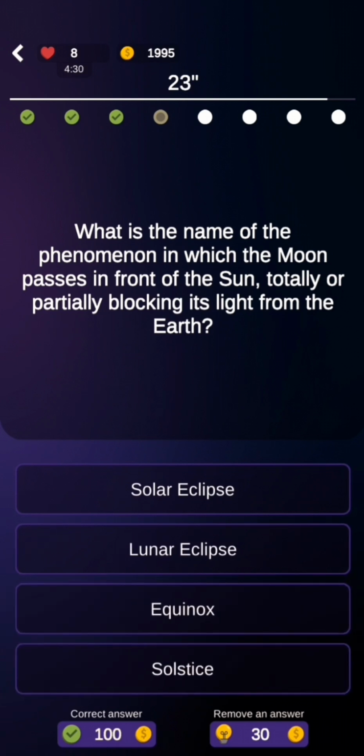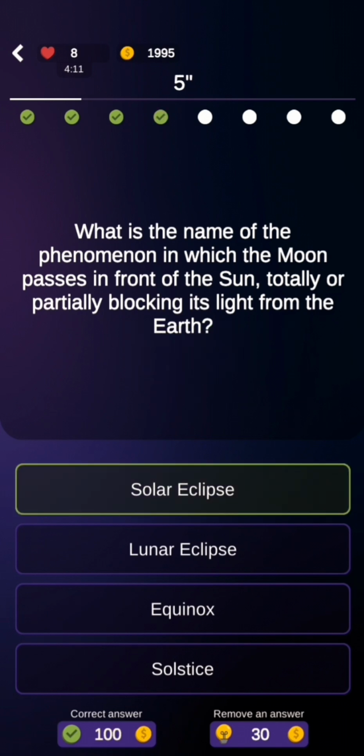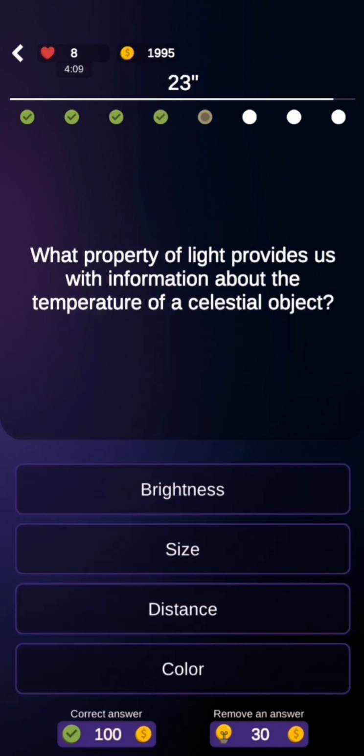Name of the phenomenon in which the moon passes in front of the sun, totally or partially blocking its light from Earth. So, if the moon passes in front of the sun, that means the sun, or sol in Latin, is being eclipsed by the moon, so it is a solar eclipse. What property of light provides us with information about the temperature of a celestial object? I always forget this one, the brightness or the color. Pretty sure it's the color?